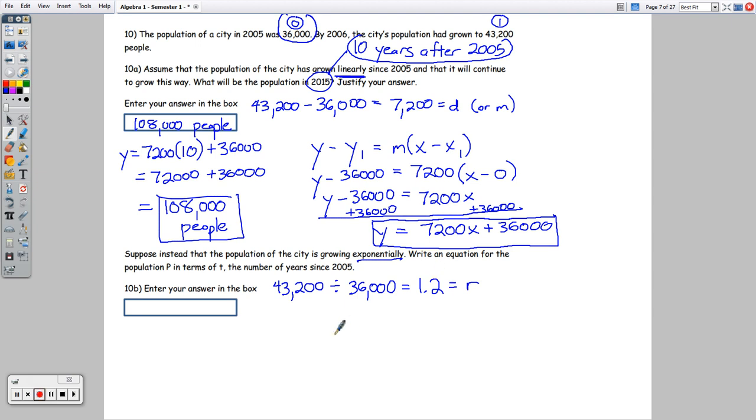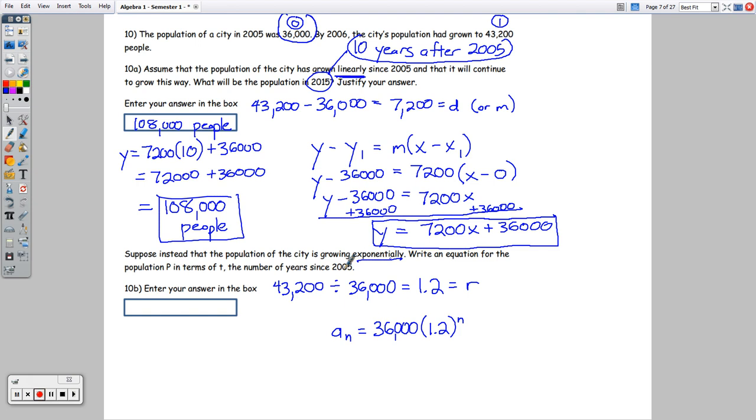So this, in exponential form, looks like this. We have y equals your initial value out in front, which is 36,000, times the ratio, so that's the 1.2, to the n, and it's minus whatever term you started with. So this one is minus 0 because we're starting with 0. So that would be your equation.